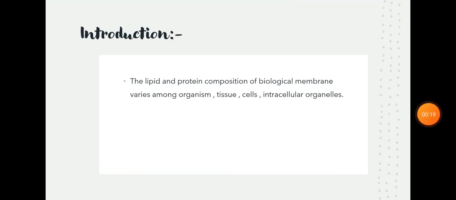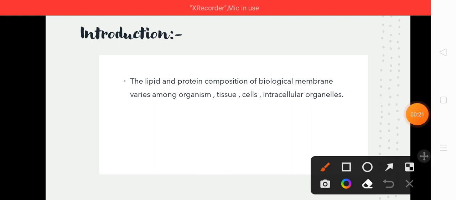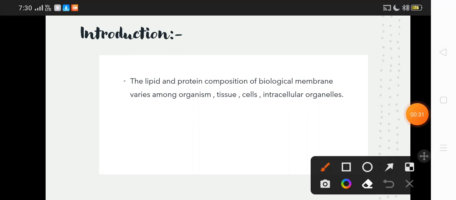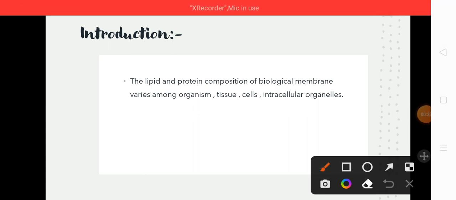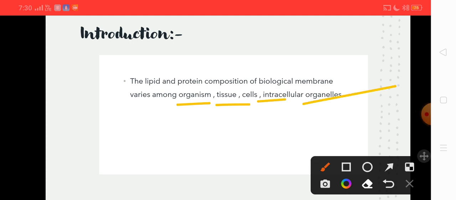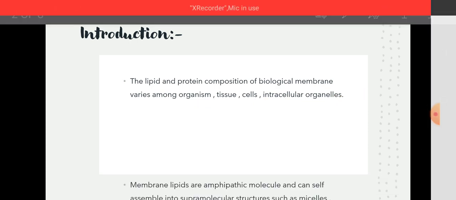Firstly, the lipid and protein composition, because in the previous video we have already talked that our cell membrane is composed of lipid, protein and carbohydrate. So the lipid and protein composition of biological membranes varies among organisms, tissues, cells and intracellular organelles. Okay, but that is not the main thing.